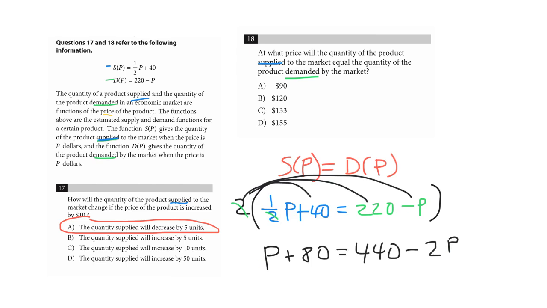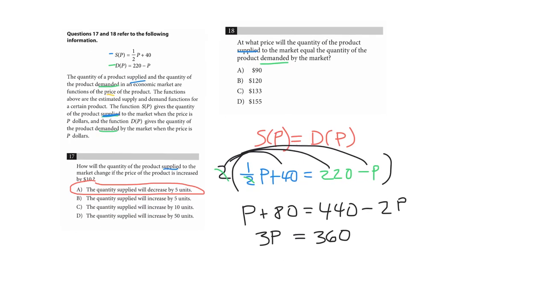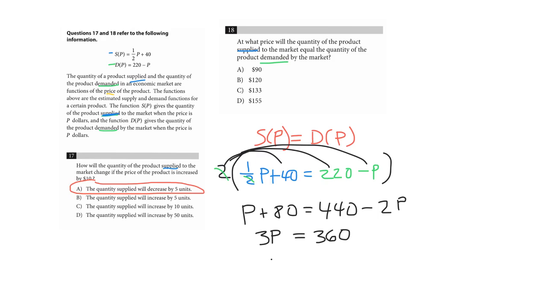Let's commit to having the p's on the left-hand side by adding 2p to both sides. That's going to give me 3p. All right, I'm not going to write that. I'm going to assume that my student at home understands if you add 2p to both sides, you're going to get 3p over here. And let's immediately subtract 80 from both sides. And that's going to give me 3p equals 360. And dividing both sides by 3 would give me 120.